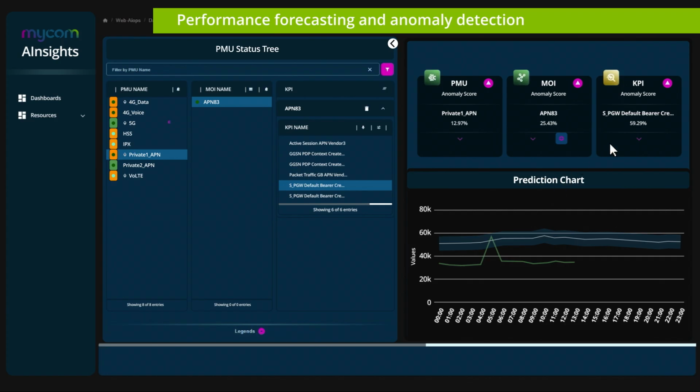Here's how. The anomaly score at KPI level is computed using the forecasted value, the upper and lower confidence band limits, and past anomaly score values, smoothing out short-term spikes or noise. Once each KPI's anomaly score is calculated, the system takes an exponential average across all KPIs for that MOI, producing the MOI level aggregated anomaly score. The same process runs again across all MOIs to calculate the PMU level aggregated anomaly score. With this approach, AInsights significantly reduces the mean time to identify, pinpointing issues well before alarms are triggered.